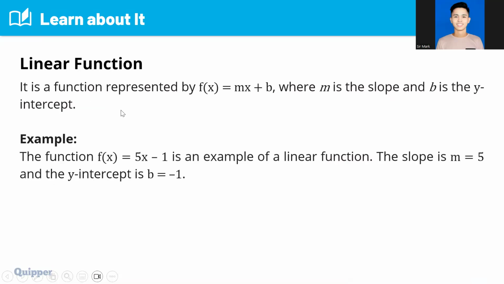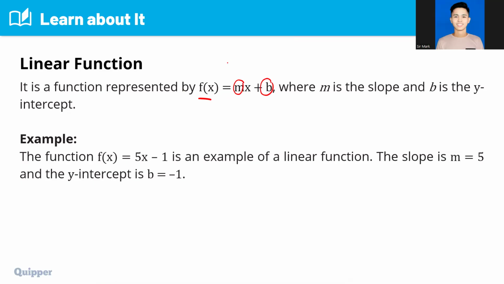So remember, when we say linear function, it is a function represented by f of x equals mx plus b, where m is the slope and b is the y-intercept in this given. By the way, this is just a review of your grade 8 mathematics. Again, when we say linear function, it is represented by f of x equals mx plus b, where m is our slope and b is our y-intercept.